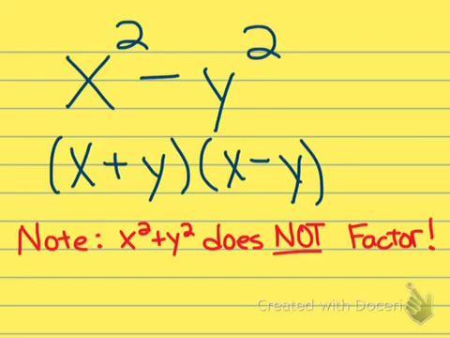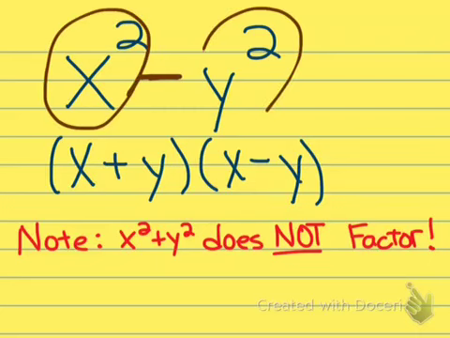So if there's a binomial that you're asked to factor, and it has a minus sign right here, and those two terms happen to be perfect squares, it factors like x plus y and x minus y. It's super perfect. But you should note that if it has a plus sign in the middle, it does not factor. We're going to try two examples, and you'll have two to do on your own.